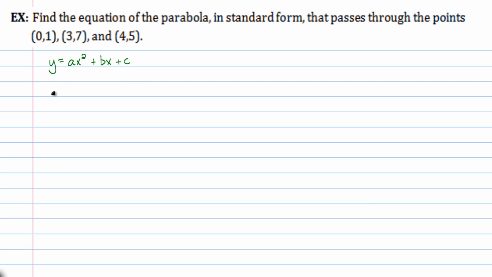I'll write it in this order. So when y is 1, x is 0. So I'll have 0 plus c. When y is 7, x is 3. So I'll have 9a plus 3b plus c. And when x is 4, y is 5. That becomes 4 squared, which is 16a plus 4b plus c.